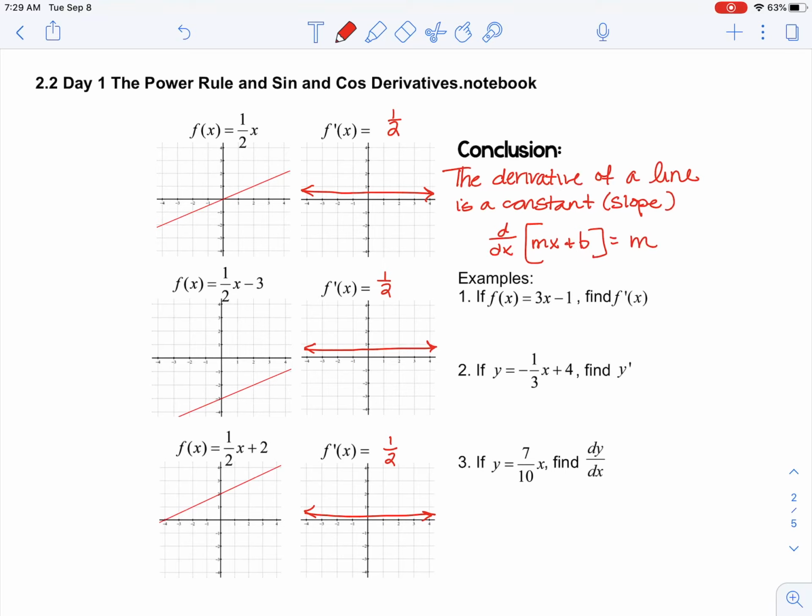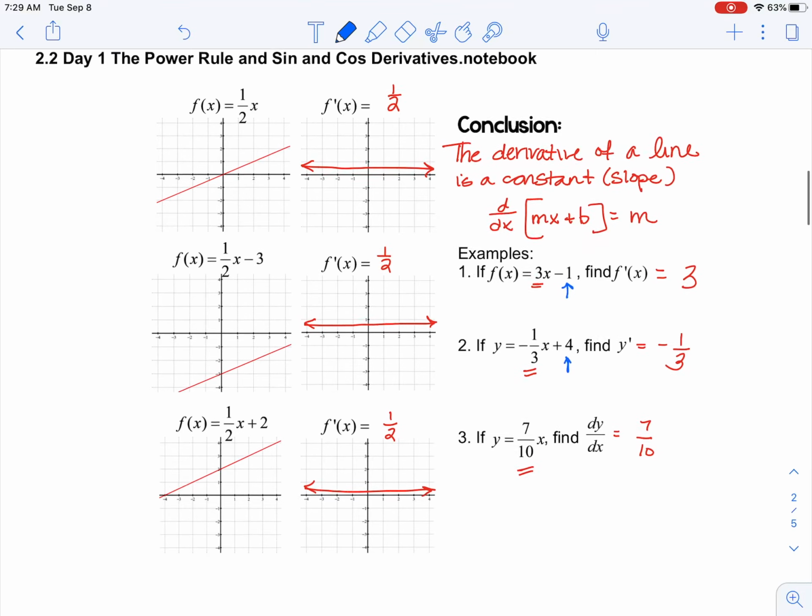So here are our examples. If f of x equals 3x minus 1, find f prime of x. That's just going to be 3, the slope. If y equals -1/3 x plus 4, y prime is -1/3, the slope. And if y equals 7/10 x, dy dx is 7/10, the slope. Another thing to note here is that the derivative of the b, which is what we did in the last slide, is 0. So you can see why that is not part of the derivative.